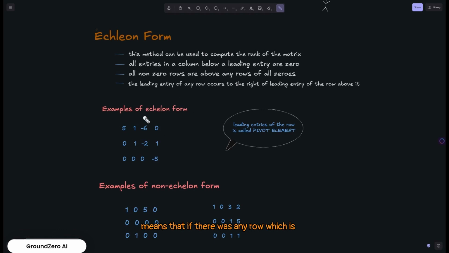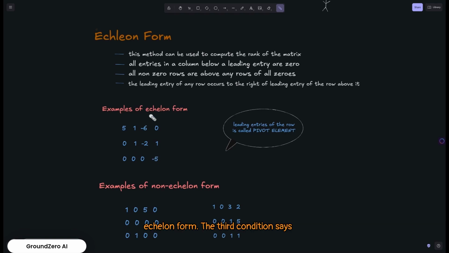So this means that if there was any row which is just 0 entries, right? It won't be above any non-zero row. So if you see, here this is a non-zero row. Let's say this second row, this is a non-zero row. So this will always be above any row with all zeros. So if this row has all zeros, 0, 0, 0, 0, right? This non-zero row will always be above it. So this is one of the conditions of Echelon form.